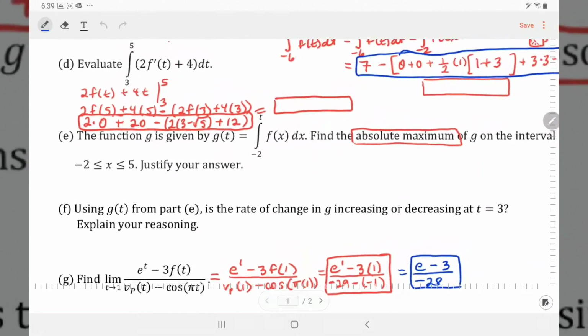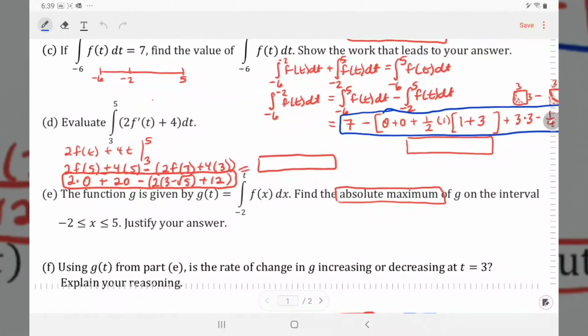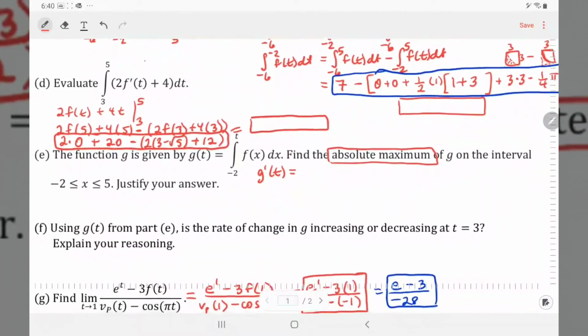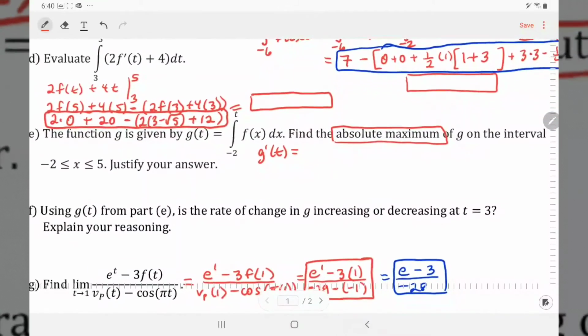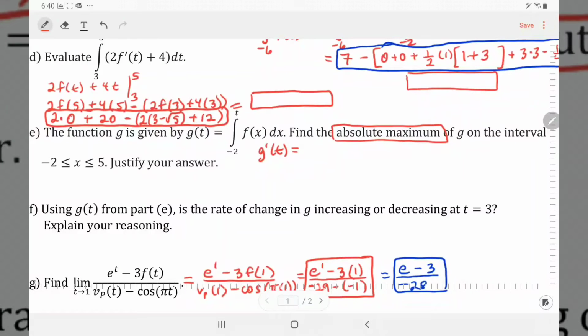To find the maximum of g, I'll need a number line. Now for g prime, I'm going to zoom in as much as I can to make sure I can write smaller. So g prime of t, I would use Leibniz. Substitute the top thing in, so that's f of t times the derivative of the top, minus, substitute the bottom thing in and multiply it by the derivative of the bottom. So f of t is g prime of t.